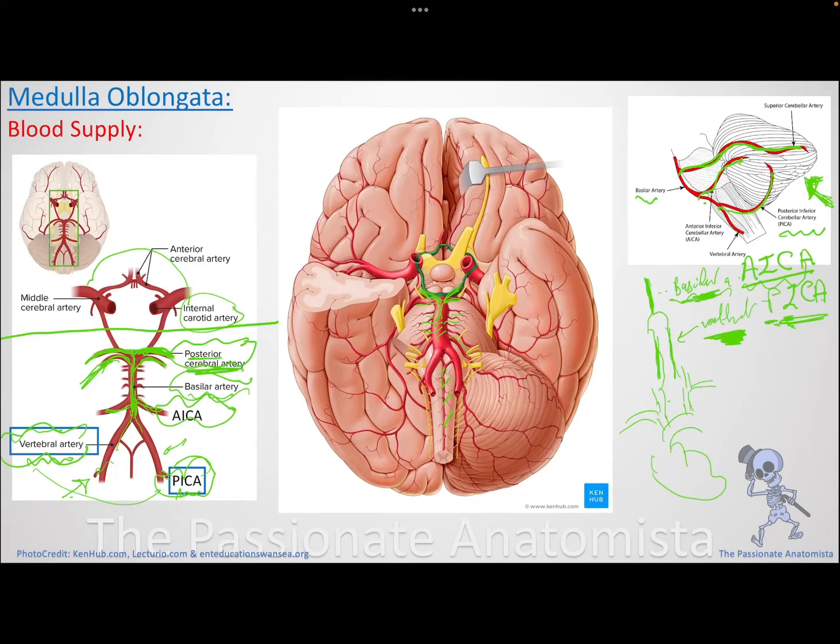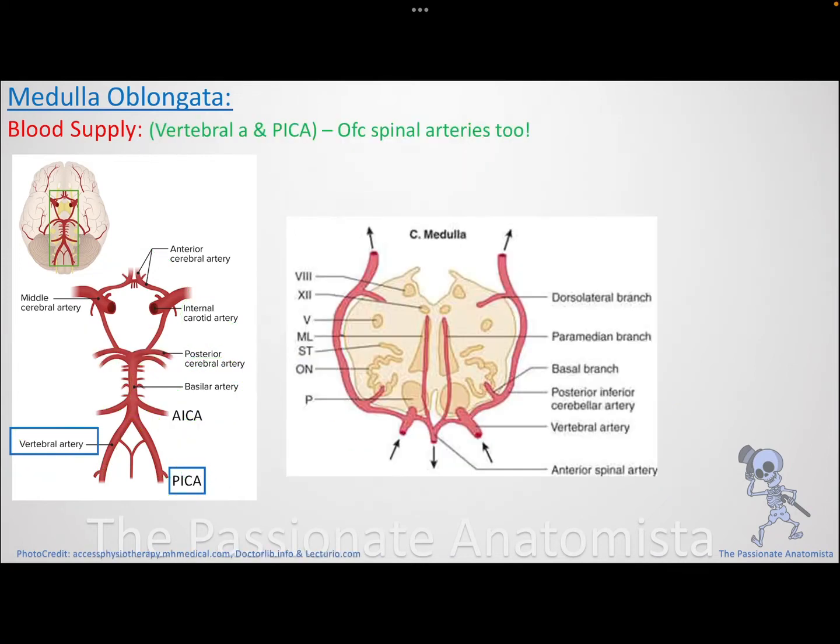So always study as a concept. Do not break down things. If they are related together, study them as one concept for the whole thing. Okay, so now we know that the vertebral and the PICA are the blood supply, and of course the spinal arteries will supply the medulla.